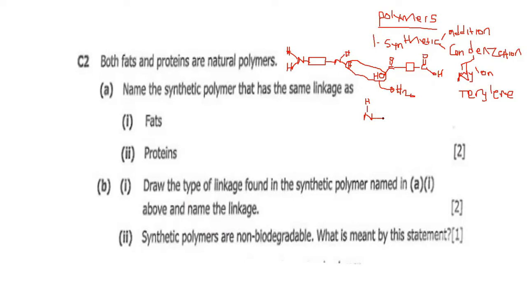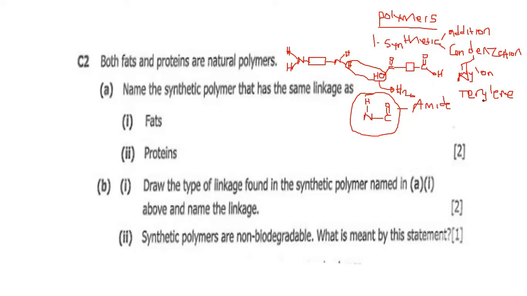So this is the C here. Then we have the O, and this bond which forms is the bond that joins the two. This one is known as the amide linkage. So this one will be called the amide linkage. That is the name of the bond.